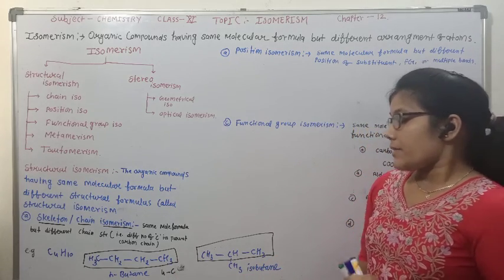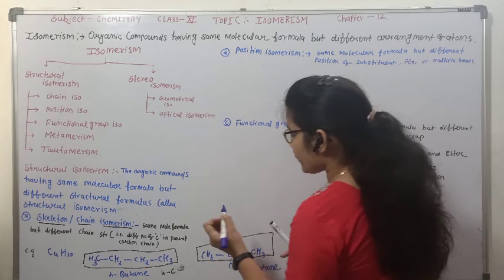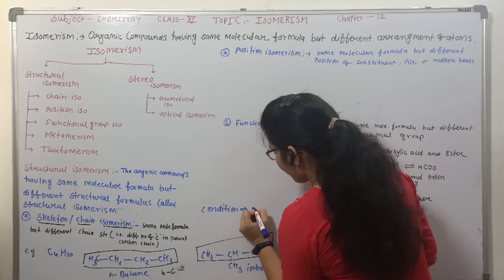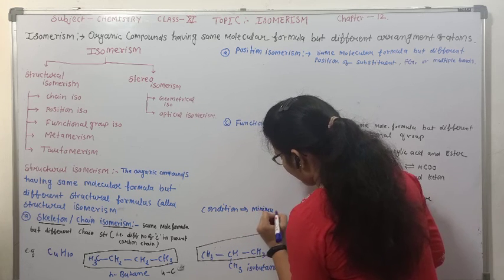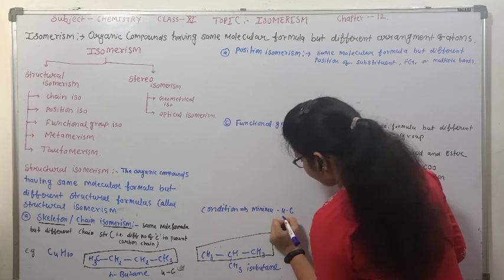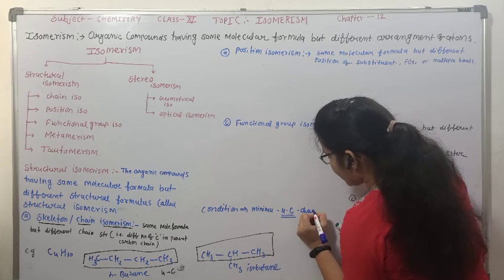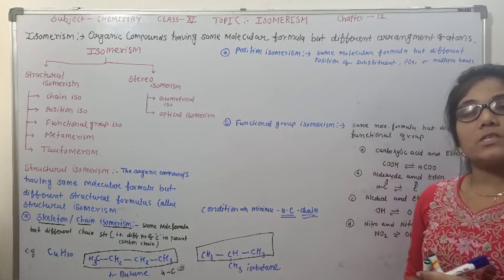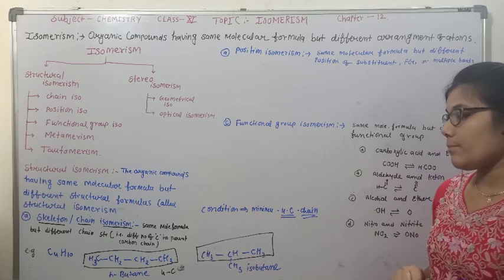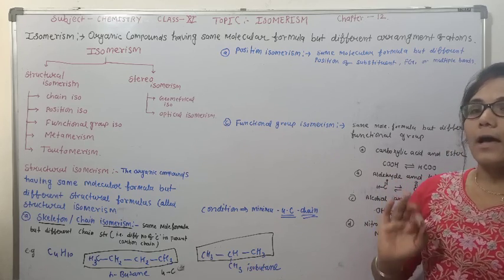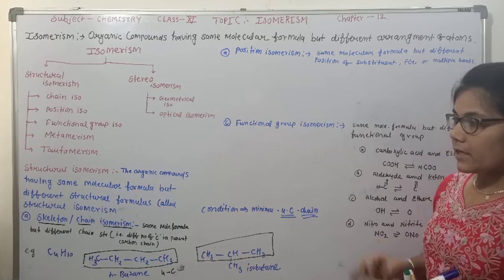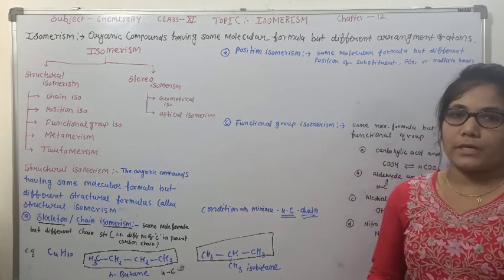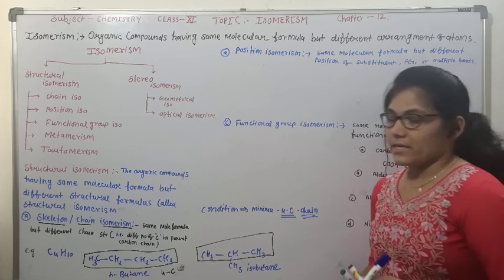Now there is one condition for this isomerism that you have to keep in mind. The condition is a minimum of 4 carbons. A minimum 4 carbon chain must be there. So if we are discussing chain isomerism, and the compound has 4 carbons or more than 4 carbons, then only chain isomerism is possible. Compounds with carbon 1, 2, 3 do not show chain isomerism.